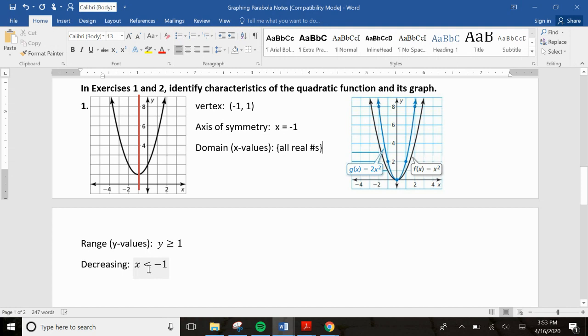We don't want to include -1 because at the vertex, it's neither increasing nor decreasing. That's the point where it changes direction. So you can almost think of that as like a neutral point.